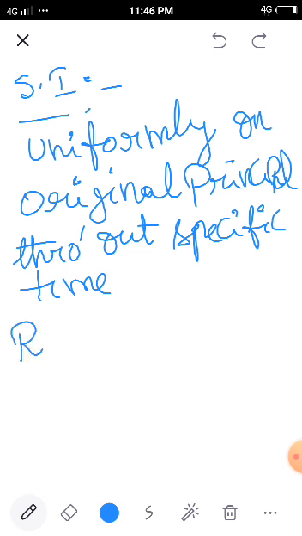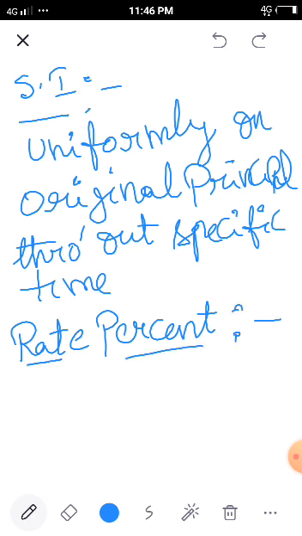Next, rate percent. Normally we call it rate percent or rate of interest, ROI, return on investment. That is also one type of interest only. Rate percent or rate of interest, R.